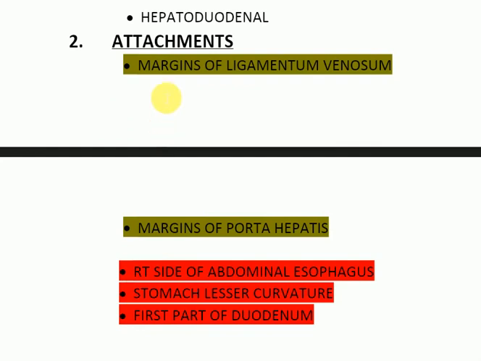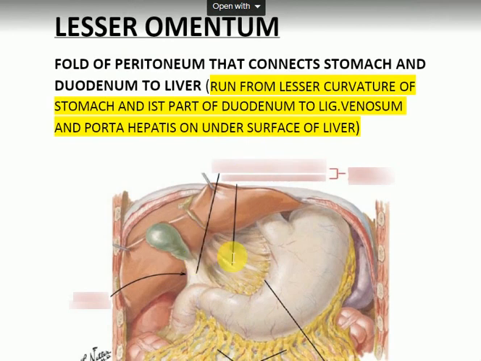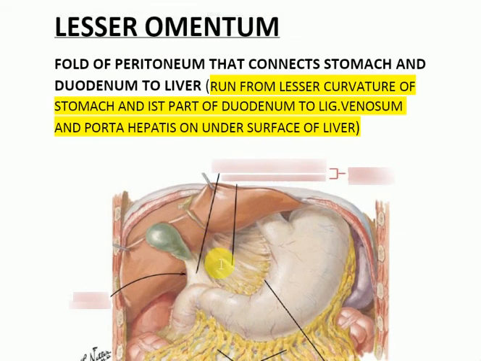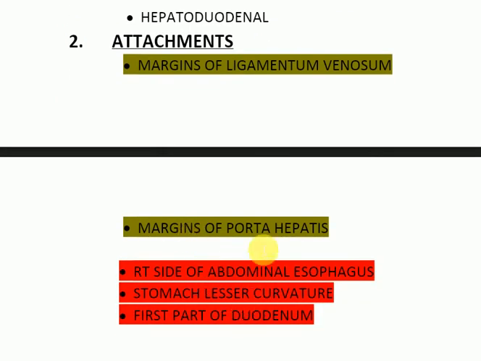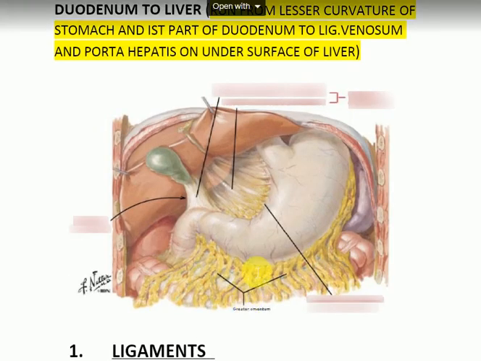Now the attachments, these are the superior and inferior attachments. The superior attachments are the margins of the ligamentum venosum and the margins of the porta hepatis. We already studied the ligamentum venosum and porta hepatis. So the attachment includes the ligamentum venosum and porta hepatis, while the right side of the abdominal esophagus, stomach lesser curvature and first part of the duodenum, these are also attachments, but we call them inferior attachments.